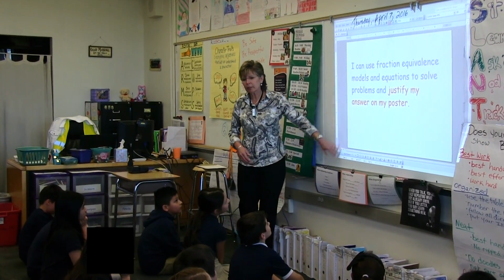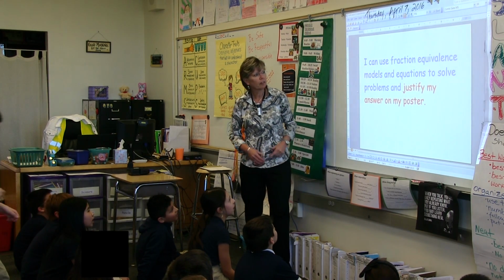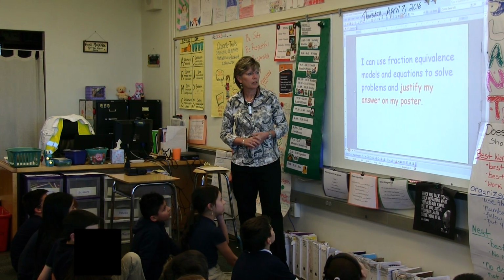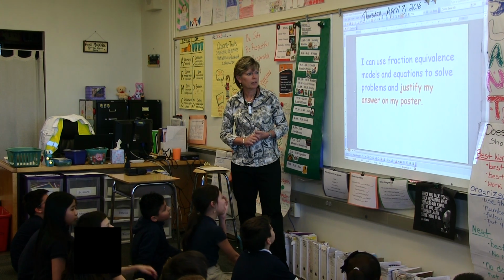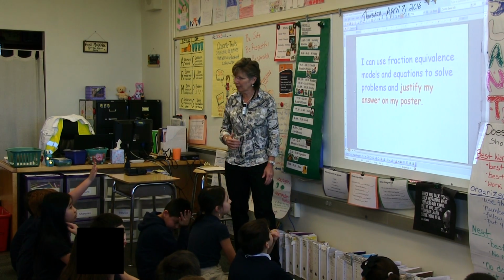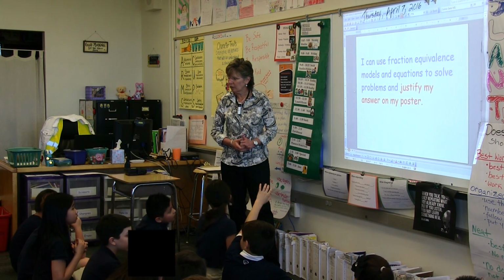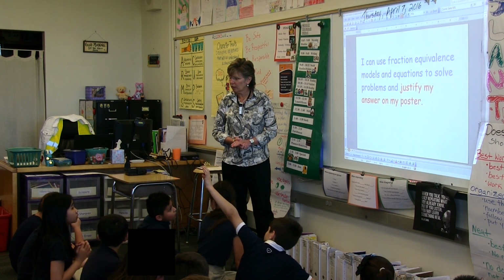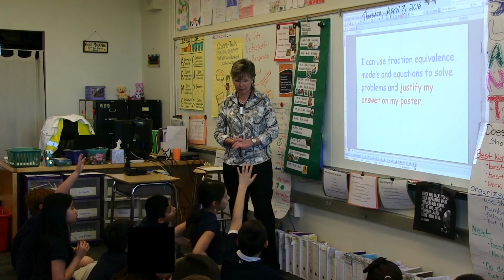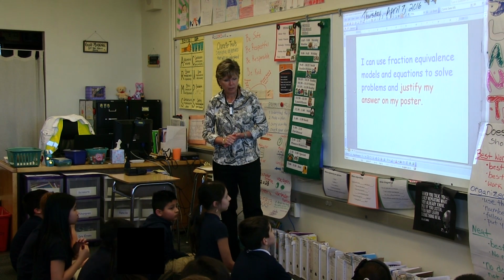Learning objective. And so we're going to read it all together, okay? Go ahead and start. I can use fractions, equivalents, models, and equations to solve problems and justify my answer on my poster. Good. Can someone tell me why I put part of it in blue and part in red? Jonathan? Maybe it's because the blue one is what you're supposed to do, and the red one is what you're supposed to do on. Okay, really close. Ben? So the blue one is what you do, and the red spot is how you're gonna show your.